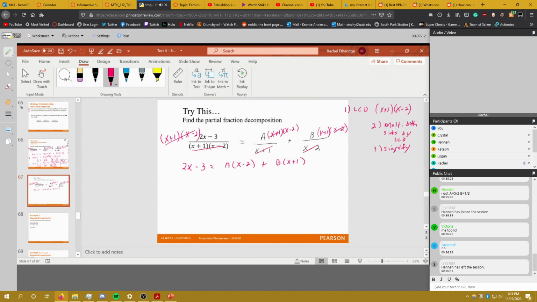Okay, now I need to choose an x value that will eliminate A or B, or basically both, but one at a time. So the first one I'm going to choose is x equals 2.